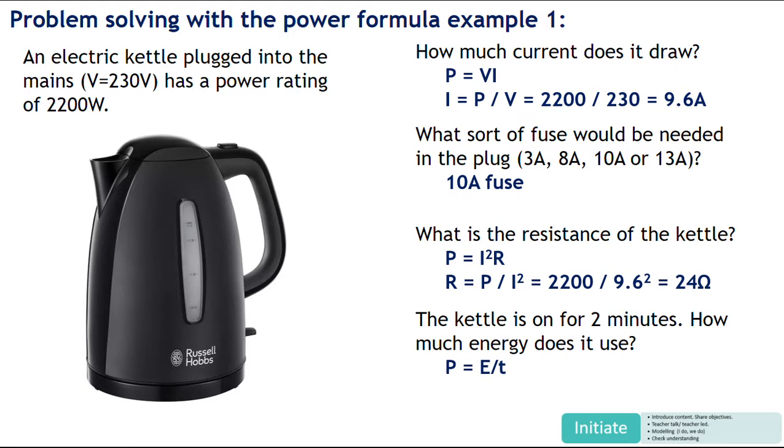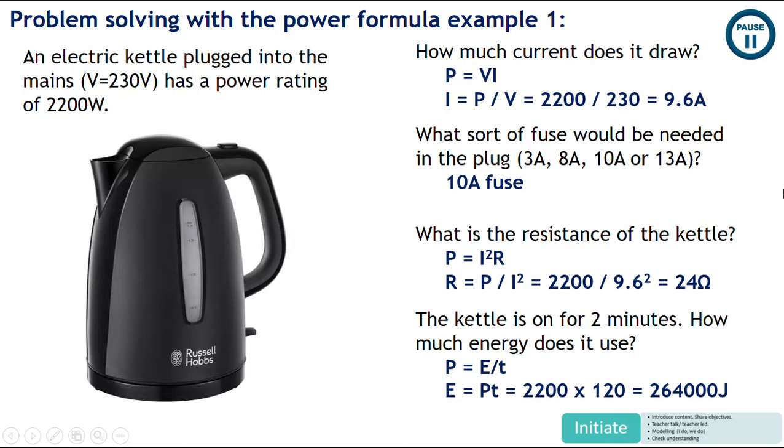We leave it on for 2 minutes. We know from the energy topic that power is energy over time. So energy is power times time. And so that kettle uses that amount of energy, 264,000 joules or 264 kilojoules. Take a pause and copy that down.